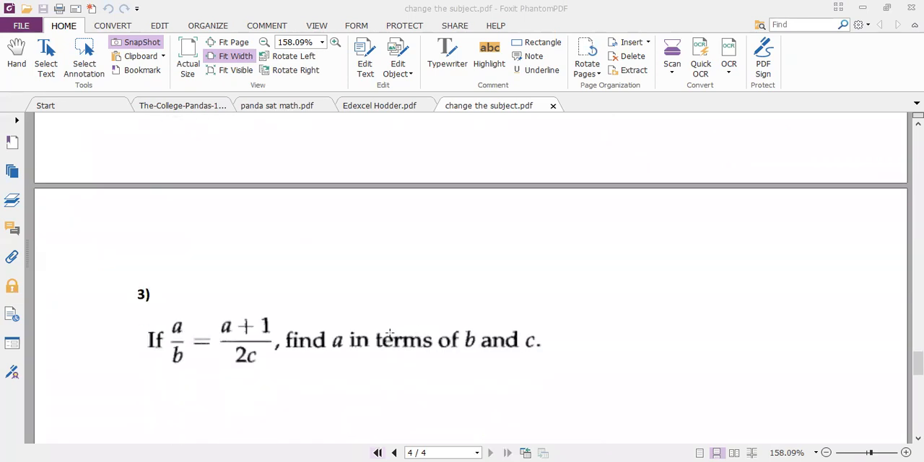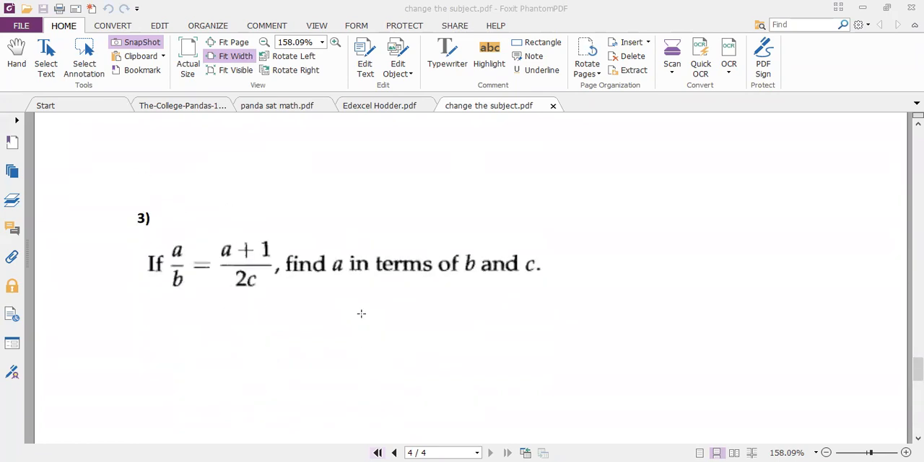Let's go to this one. I'm having a fraction equals a fraction. I want to make a the subject, so we can do cross multiplying. So a multiplied by 2c is 2ac, equals b multiplied by a plus 1.